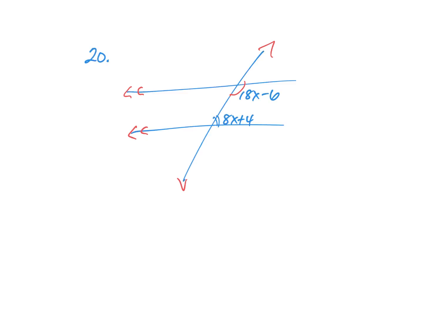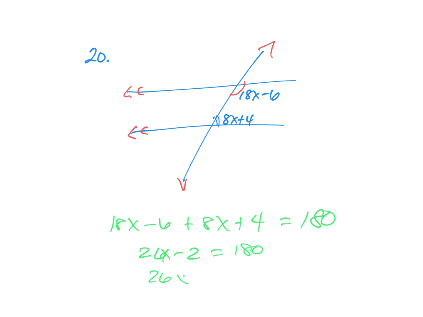Find the value of x that makes this parallel. So we don't know if it's parallel. We're going to find the value that would make it parallel. These two here are consecutive interior, okay? Which means they add up to 180. So we're going to set up our equation as 18x minus 6 plus 8x plus 4 equals 180. So 18 plus 8 is 26x, minus 2, 26x minus 2 equals 180. And 26x equals 182 when I add 2 to both sides.